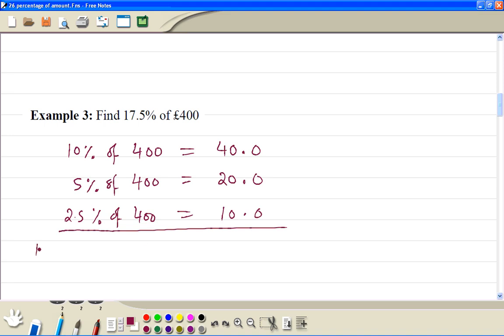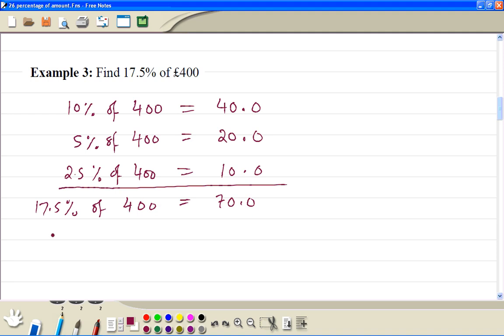Now we add. 17.5% of 400 is 40, 60 and 70. Then we write the final answer, 17.5% of £400 is equal to £70.00.